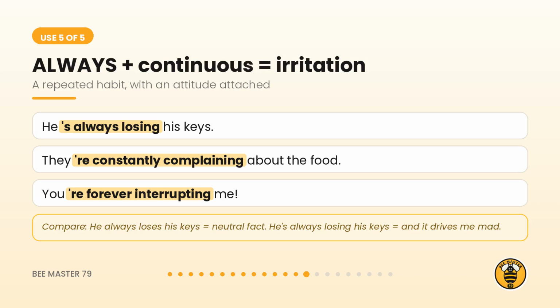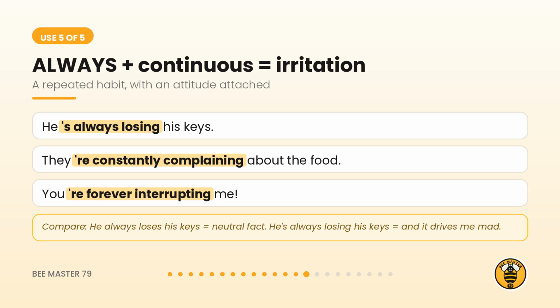Use number 5 is the one that makes you sound like a native speaker. Put always, constantly, or forever in front of a continuous verb, and you add an emotion, usually irritation. He's always losing his keys. They're constantly complaining about the food. You're forever interrupting me. Hear the difference.